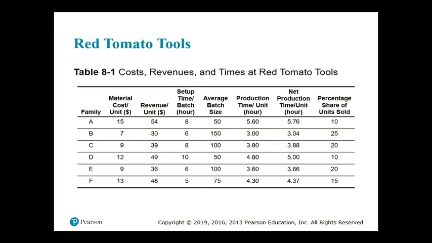So as an example, let's look at Red Tomato Tools. Red Tomato Tools is a small manufacturer of gardening equipment and has a facility in Mexico. This facility produces 6 product families, A through F. And each product family has different material costs, different revenue, different production setup times, batch size, raw processing time, and shares of units sold. So then what is a sensible aggregate unit for this facility?